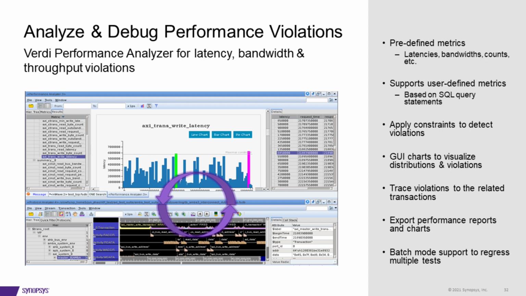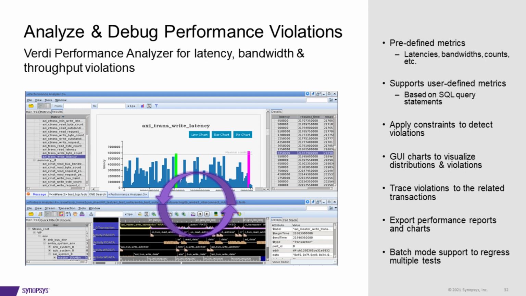Now you can synchronize the performance analyzer window with the protocol analyzer window, and when you select the violated transaction, the tool is going to trace it back, and on the protocol analyzer window it will highlight the transaction which has resulted in that violation. So that way, if you have any violations in the performance number, such as in latency or in the bandwidth, then the protocol analyzer will help you to quickly identify which transaction has resulted in that violation.